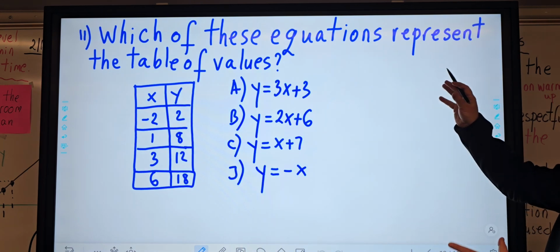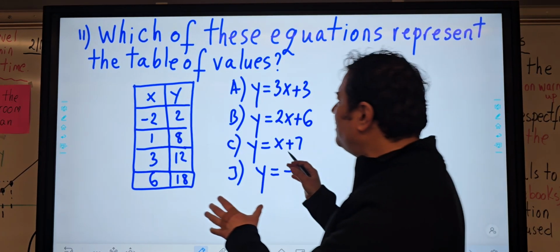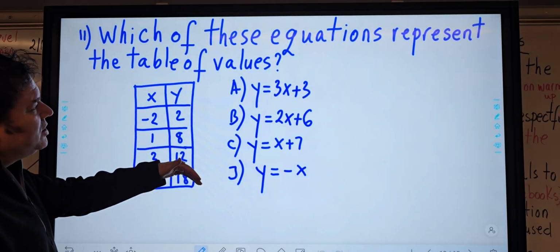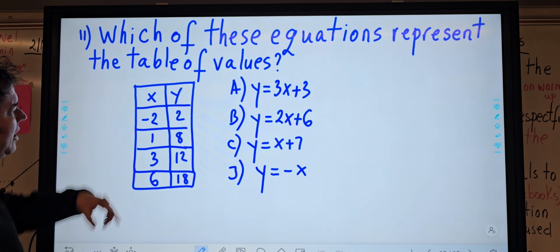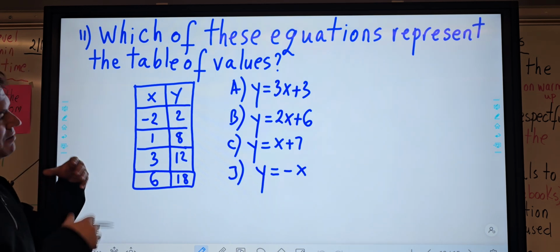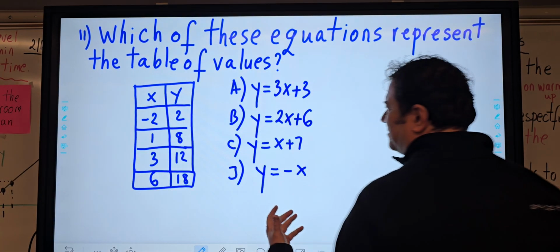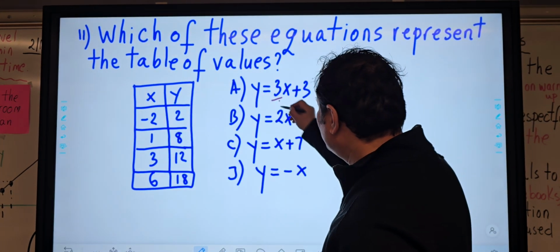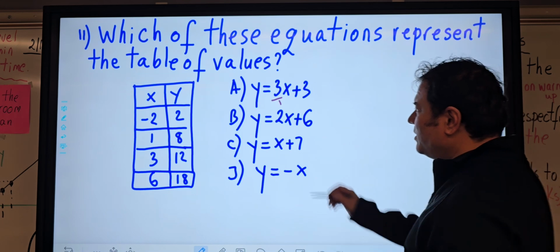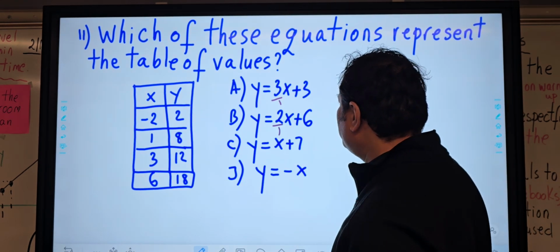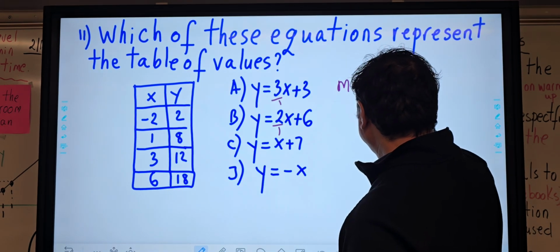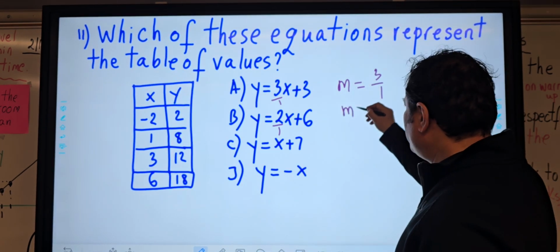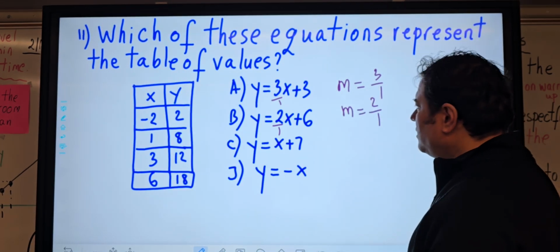Which of these equations represents the table of values? We have a couple of equations here, and again, we are looking at the slope. The first equation has the slope as 3 over 1. The second equation, we are adding the 1 under the 2. So m equals 3 over 1 for the first one. Second equation, we have m equals 2 over 1.